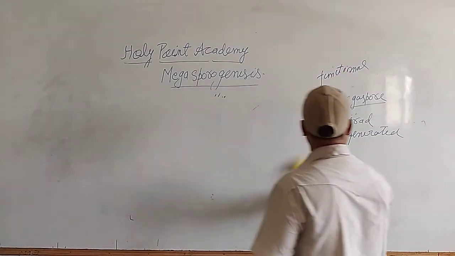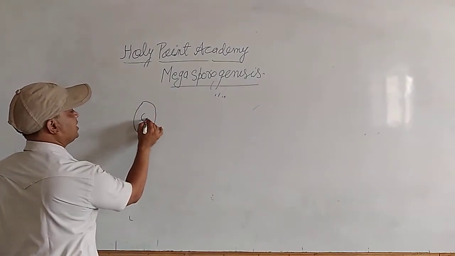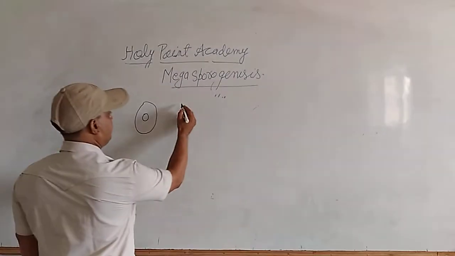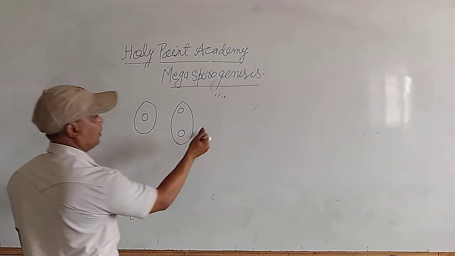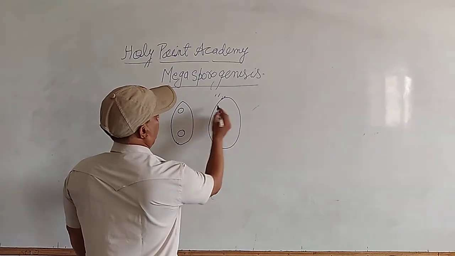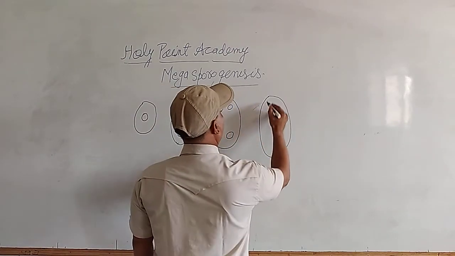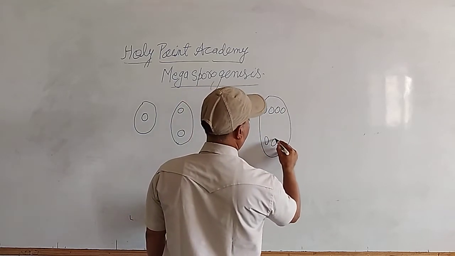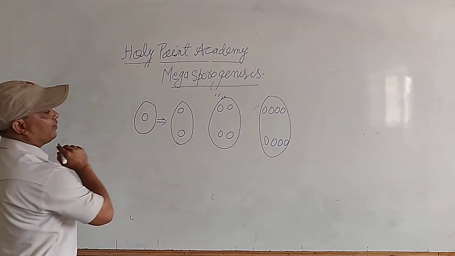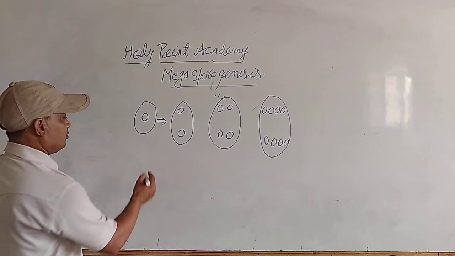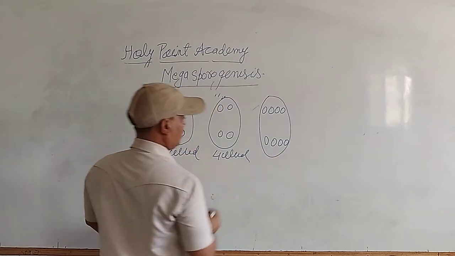Now, the functional megaspore divides mitotically and gives rise to two nuclei. Both move to opposite poles. Similarly, on consequent divisions, it gives rise to four and then eight nuclei. When the functional megaspore divides mitotically, this is called the two-cell embryo sac. Then come the four-cell embryo sac and the eight-cell embryo sac.